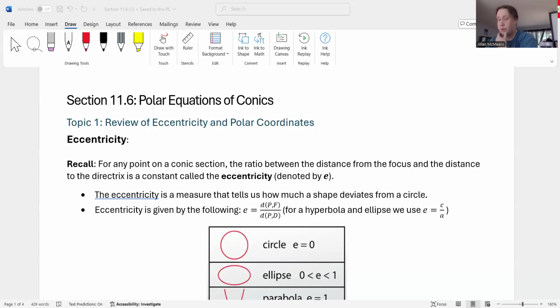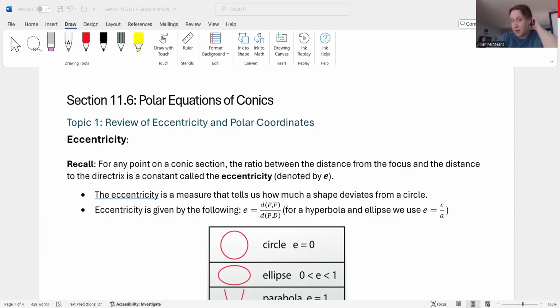For section 11.6, we're going to talk about polar equations for conics. Before we dive into that, we have two topics that are really just review. I was originally going to do it as one topic, but it was getting kind of long, so I decided to split it into two topics. For topic one, we're going to review eccentricity and polar coordinates.